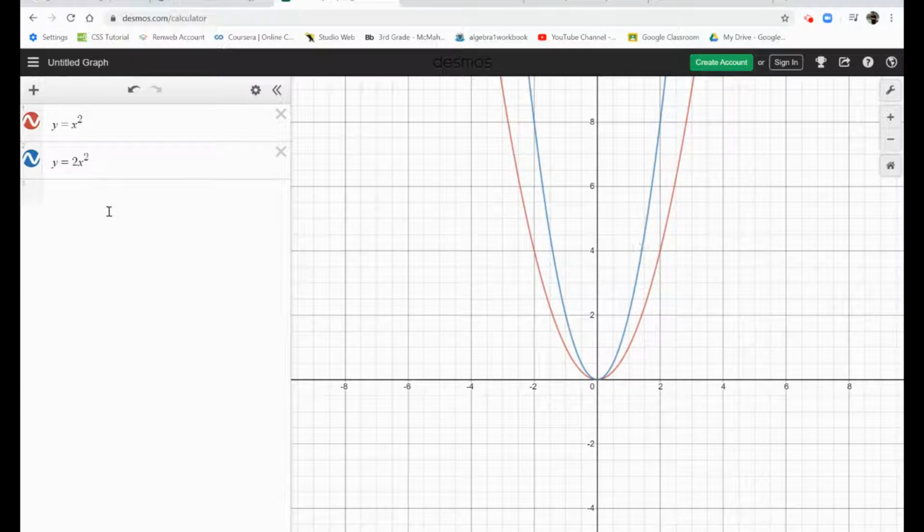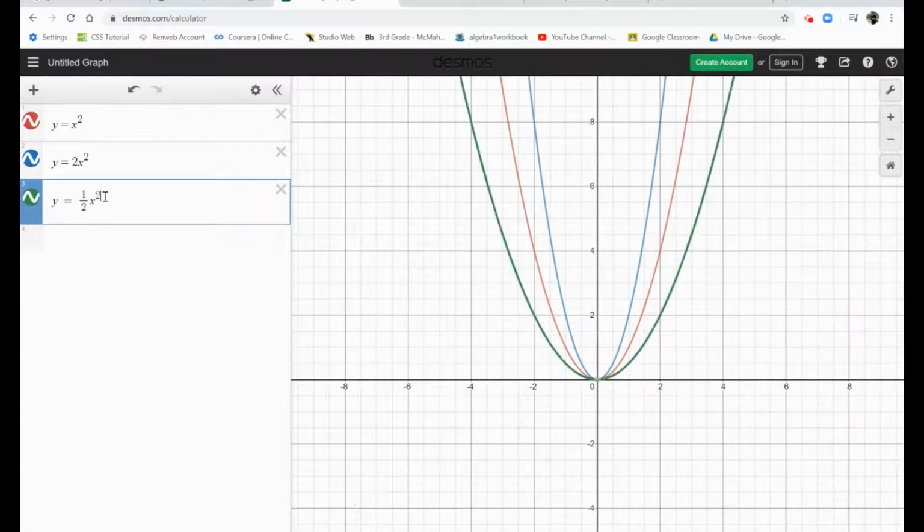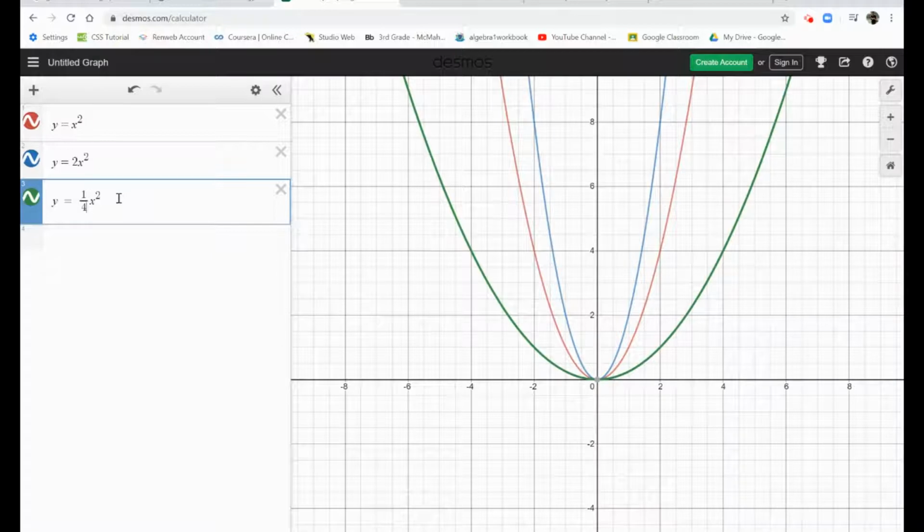Now what happens if, instead of using 2, I did a 1/2? Because y equals x squared means 1x squared. Let's do y equals 1/2 x squared. Look at the green graph. Now it's getting wider. And it might be easier to show if it's even smaller. Let's say 1/4. Now it's really wide. See the green, it's really wide.